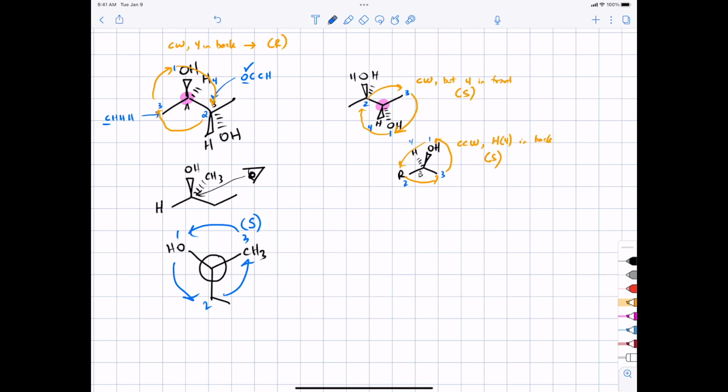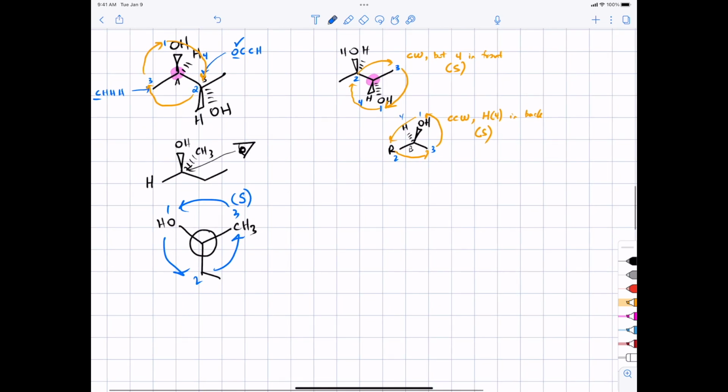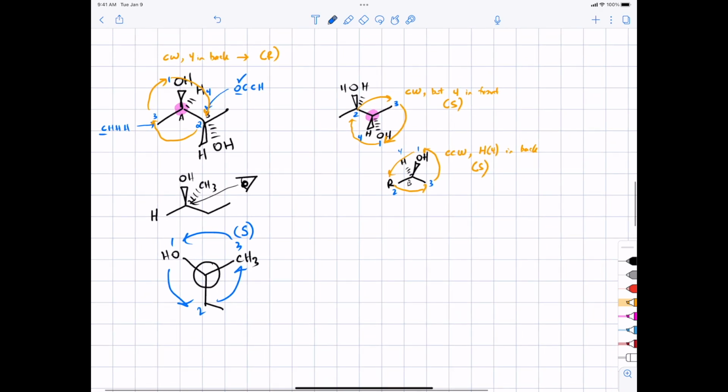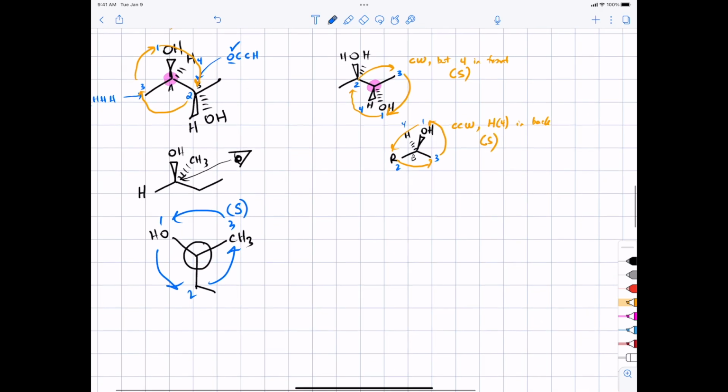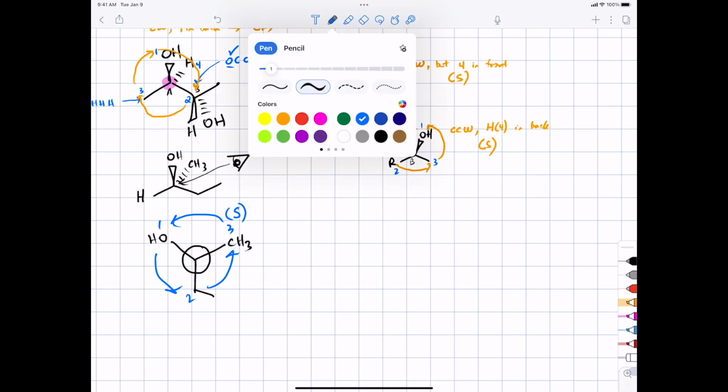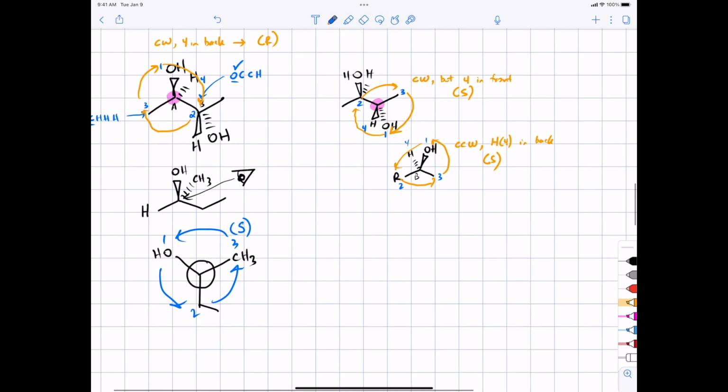A carbon only counts as a stereocenter if it has 4 different groups attached to it. If a carbon has 2 hydrogens attached to it, or 2 of any of the same thing, it doesn't count as a stereocenter. You'll be able to tell because you'll try to assign R versus S and you'll get stuck on whether this is 2 or 3, and the answer is it's neither. This is not a stereocenter.